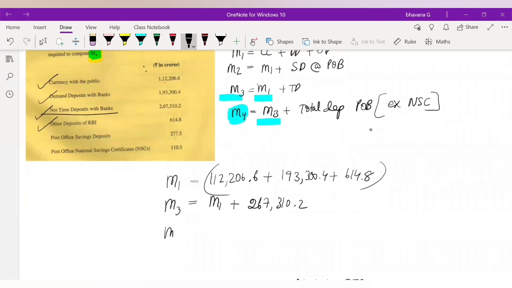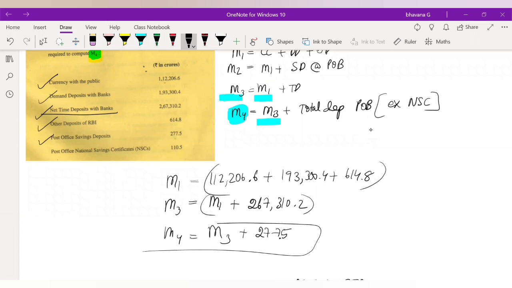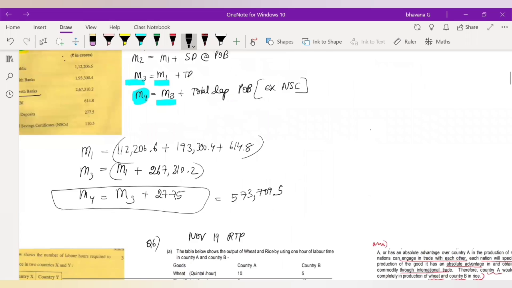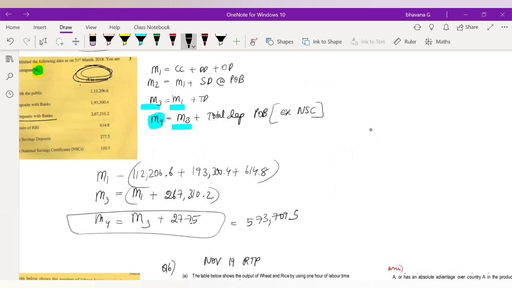So now finally you have to find out M4. M4 is nothing but M3, which you have found above, that is M1 plus this statement, plus what is the last thing that you have to add? Total deposits with the post office bank, right? So that is nothing but your post office saving deposits. It is nothing but 277.5. Okay, so if you do this, you will get your M4. If you do this, the final answer here will be 573,701.5.